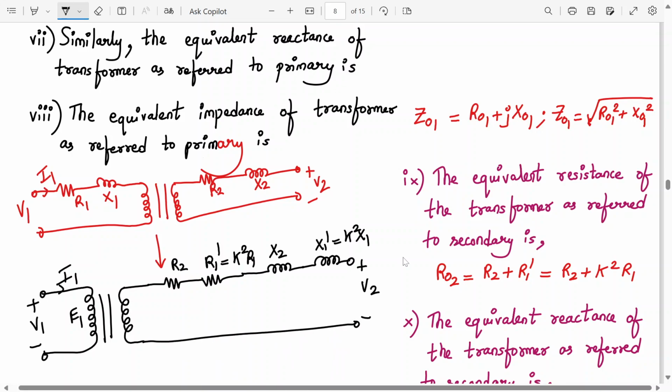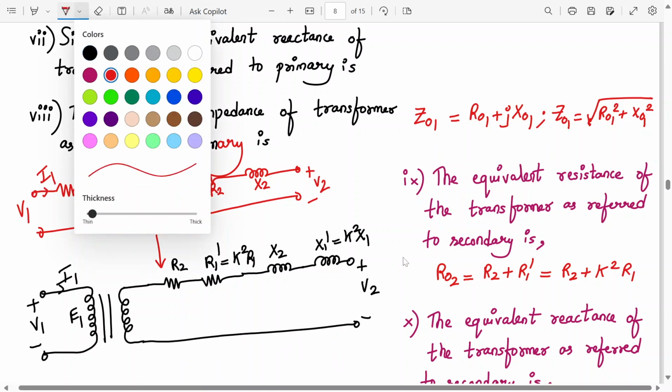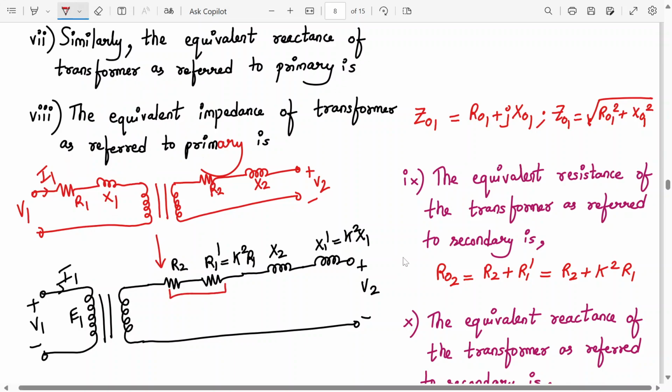So please draw this diagram. Over here, this represents RO2. This represents XO2. Why? Because RO1 and XO1 are already taken before. And these two together will be called ZO2. Please complete this diagram. I hope you have followed this.